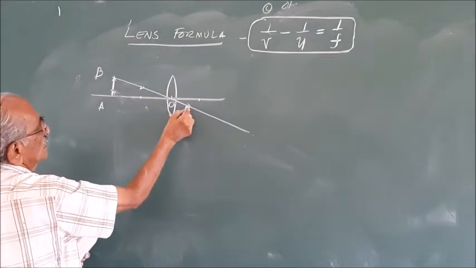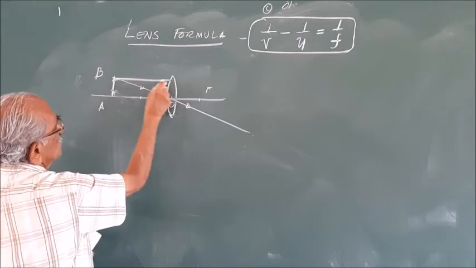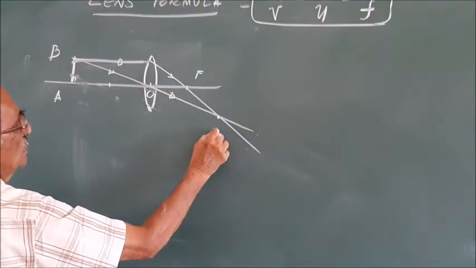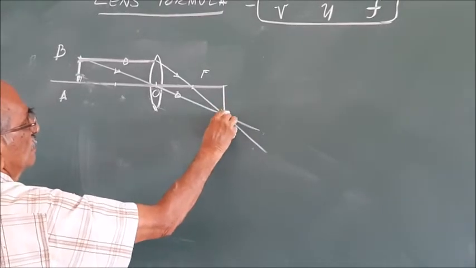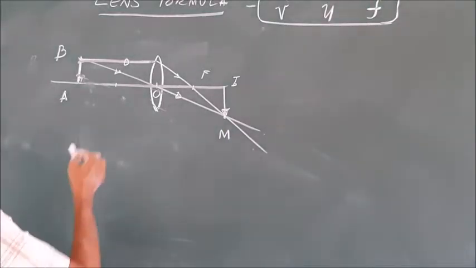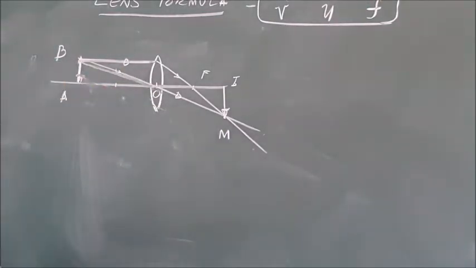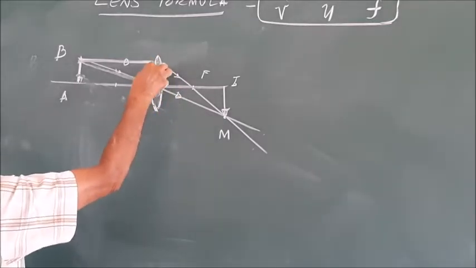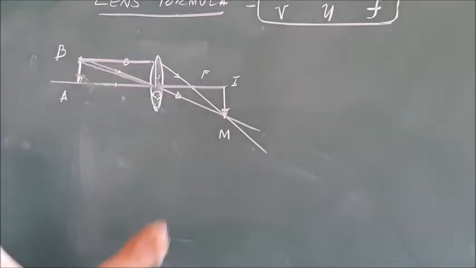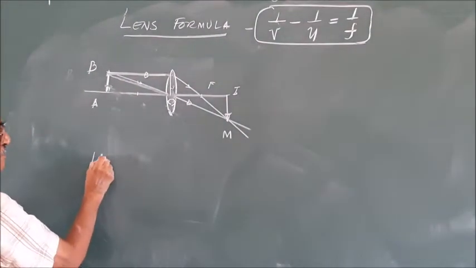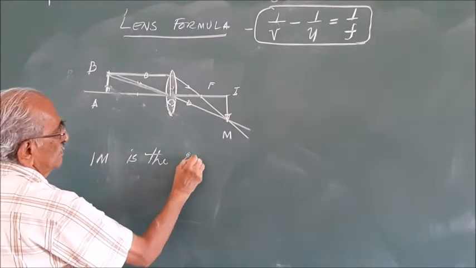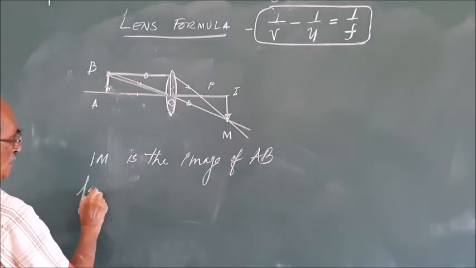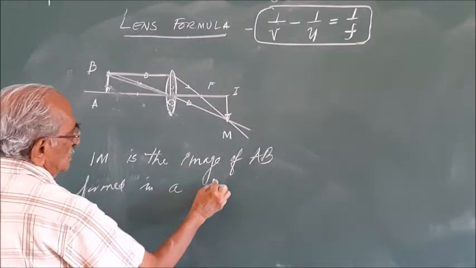Ray through optic center goes undeviated. Ray parallel to the axis goes through F, they intersect here. This is the image of the point B. I draw a perpendicular. So IM is the image of the object AB. This is the lens, let us say. I draw CO perpendicular like this. Now with reference to the figure, IM is the image of an object AB formed in a convex lens, a thin convex lens.